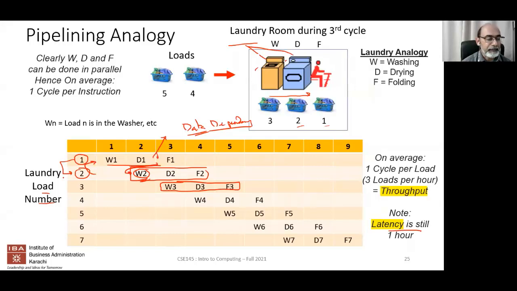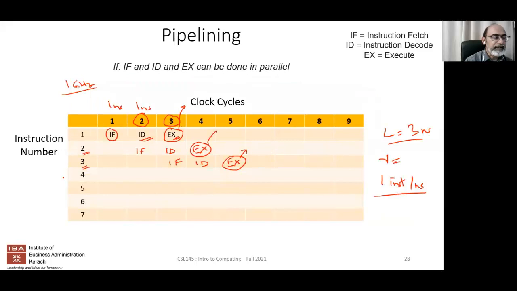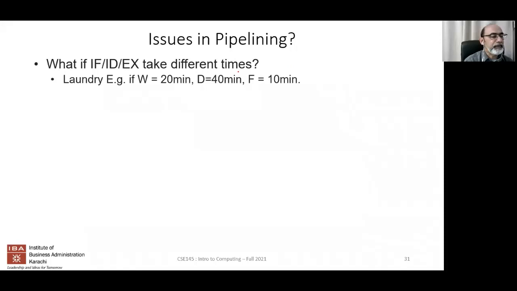So let's take a look at two possible problems that could come in, and they're sort of related to some of the issues that you guys have mentioned. So let's take this example. What if these cycles are of different duration? So let's say the drying cycle is 40 minutes long and the washing cycle is 20 minutes and the folding cycle is only 10 minutes, okay? People who've done the laundry know that they're not all the same duration. So what would happen now?